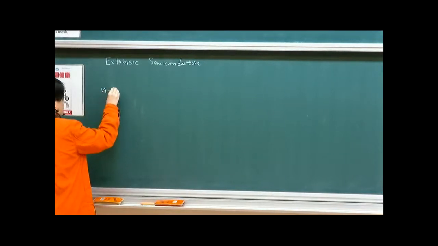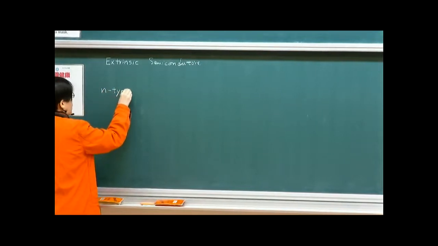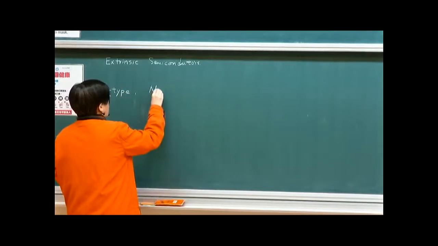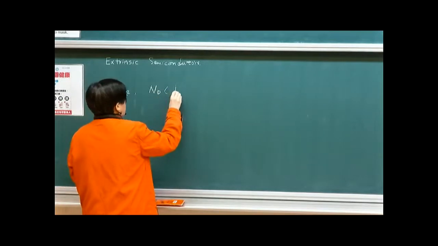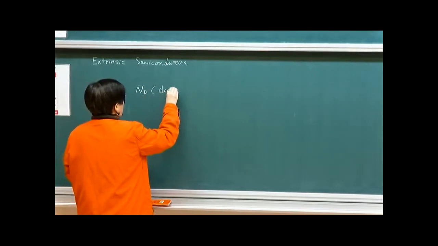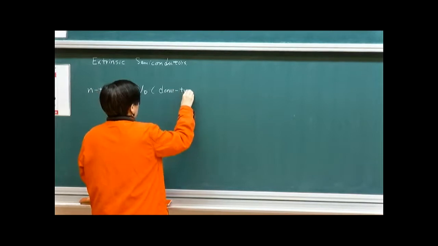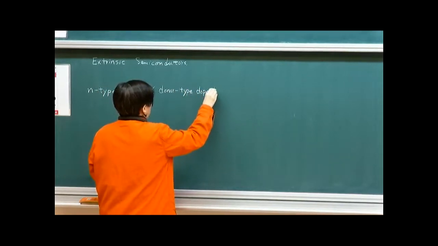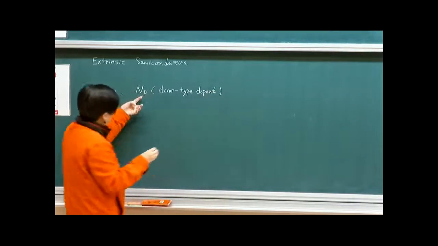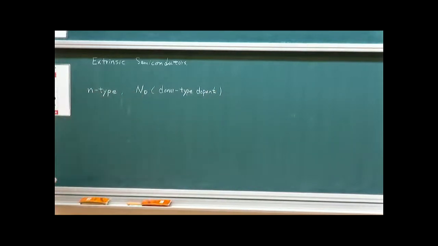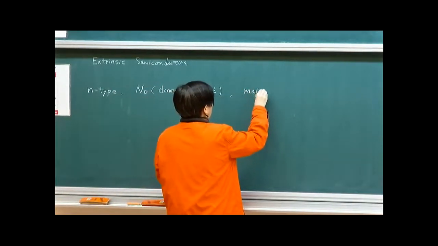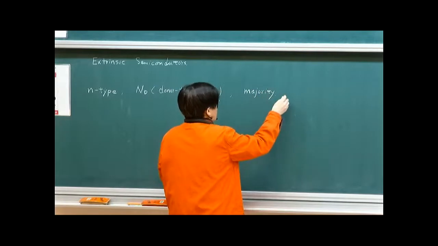You want to think about there's two types. One is the N type. Its key characteristic is that you dope with what we call the donor type dopant or impurity. You can use dopant or impurity. You dope with donor type impurity, and then we get its majority carrier. Because it's N type, majority carrier is N.